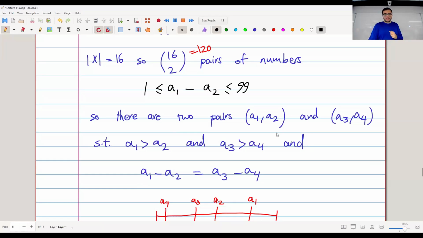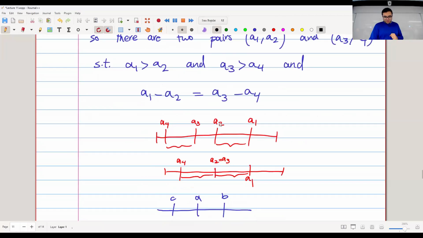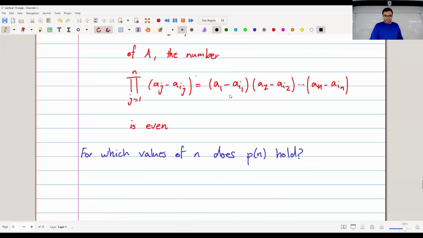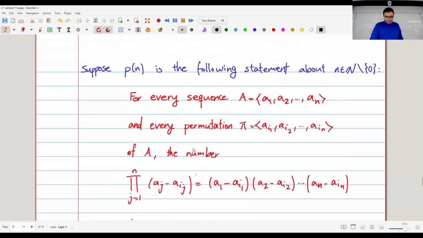I can find two pairs that have the same difference, and I can be sure that A2 and A3 are not the same here because I've already removed those possibilities. So now finally I have the complete solution. Okay. I'm going to give this one to you as homework.